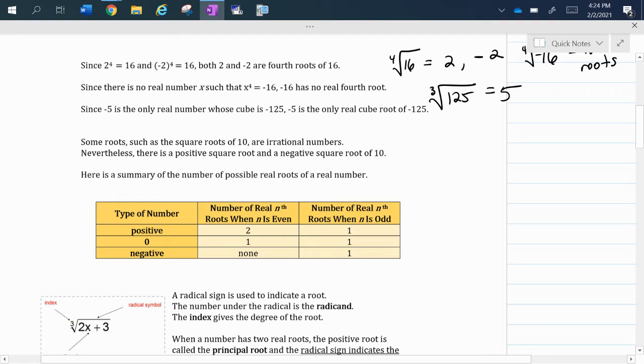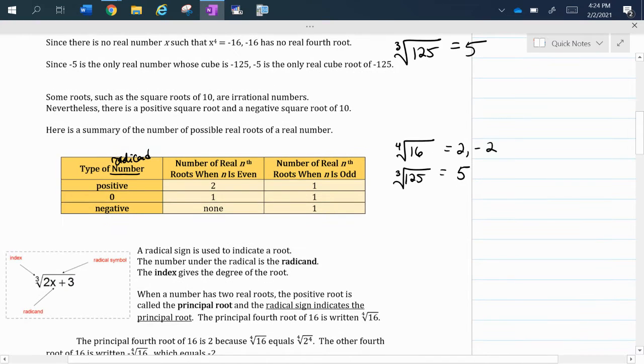And so when we're talking about the type of number, we're talking about the number inside the radical, which we call the radicand. Remember that? So when our radicand is positive and the index is even, that means 2 real roots. If the index is odd, but the radicand is still positive, that means 1 real root. If the index is even or odd, but the radicand is 0, we'll say there's 1 real root and it will always be 0.